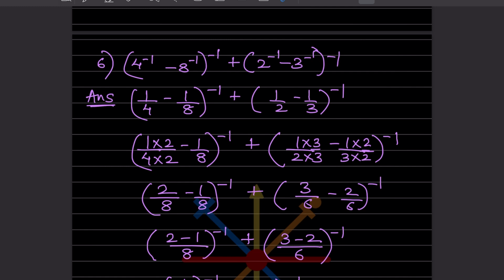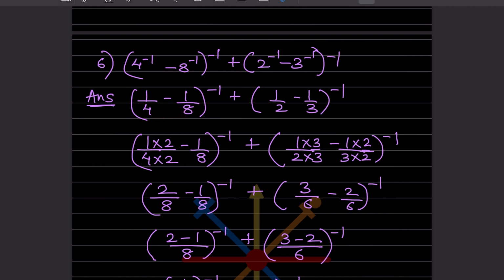Now again over here, so what you can say is this will be, because this is negative, so that will be 1 by 4. This is negative, so that will be 1 by 8. Keep the exponent same for the time being. This is going to be 1 by 2. This is going to be 1 by 3. Keep the exponent as it is. So now what you can see over here, this 4 and 8, the LCM will be 8.